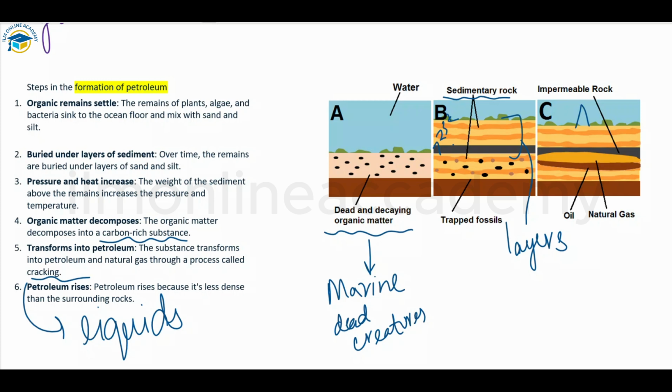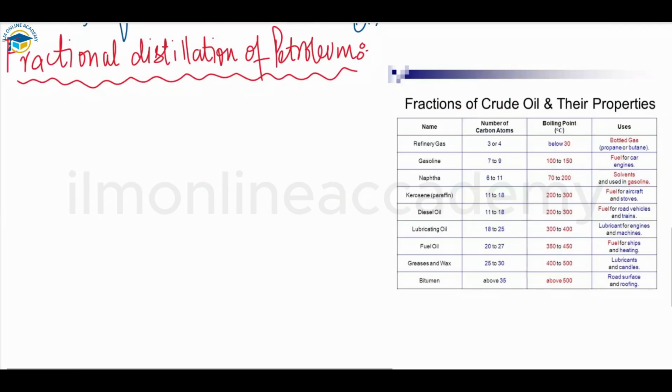Now next, after getting this petroleum, or after mining it, we will talk about how you can extract or separate out the fractions of the petroleum, and that is by the process known as fractional distillation of petroleum. Petroleum is basically a mixture of many hydrocarbons. Hydrocarbons are compounds that contain carbon and hydrogen. The mixture of different hydrocarbon molecules is known as petroleum.